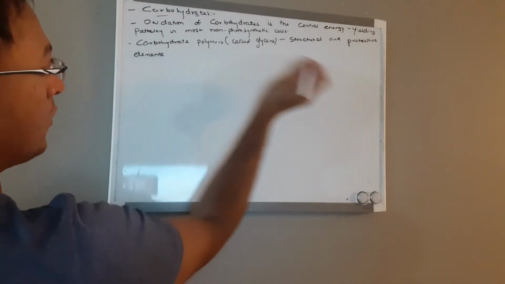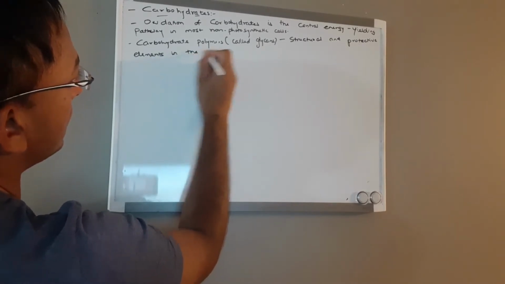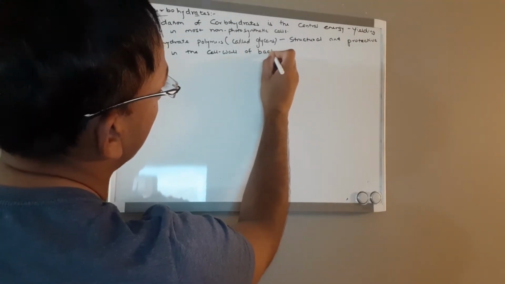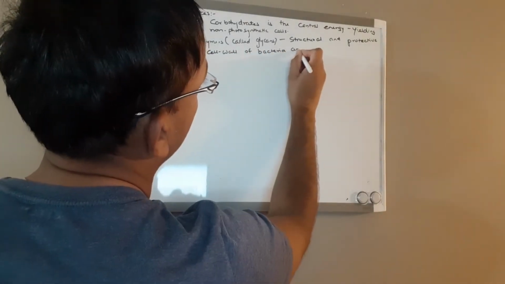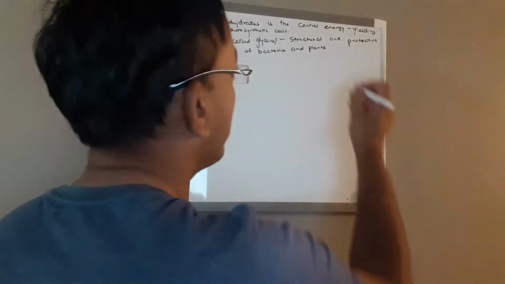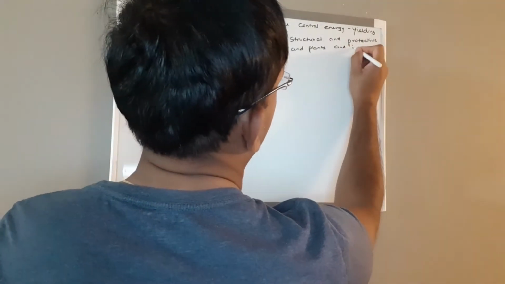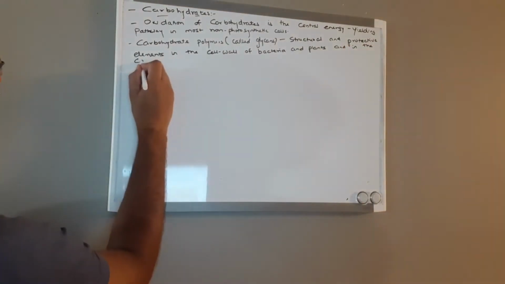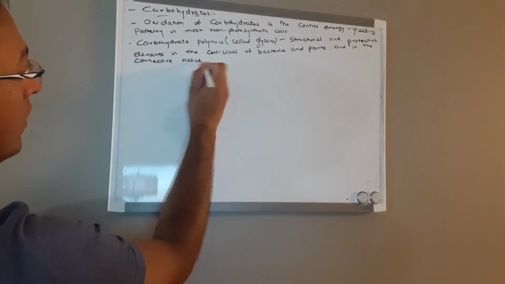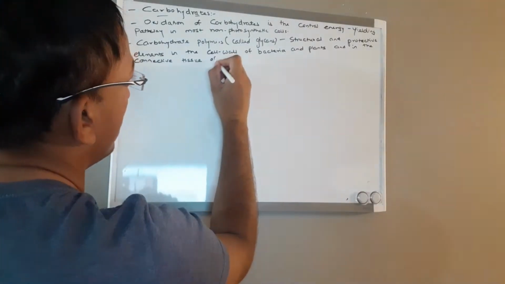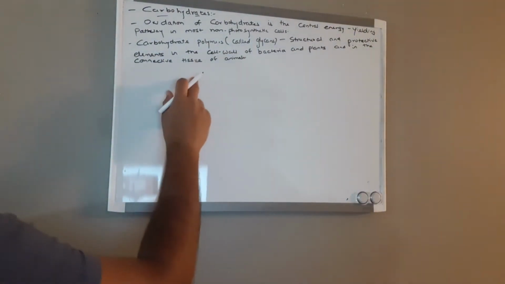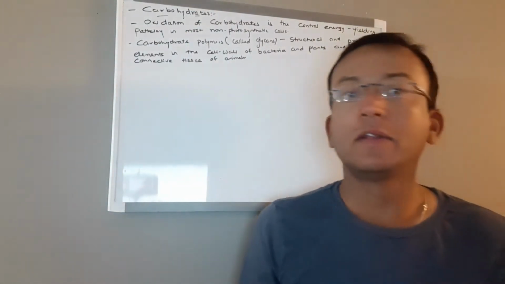The protective element in the cell wall of bacteria and plants, and in the connective tissue of the animals, right? So this is the function of carbohydrate polymers, right?